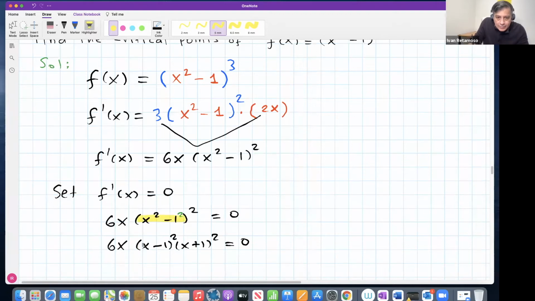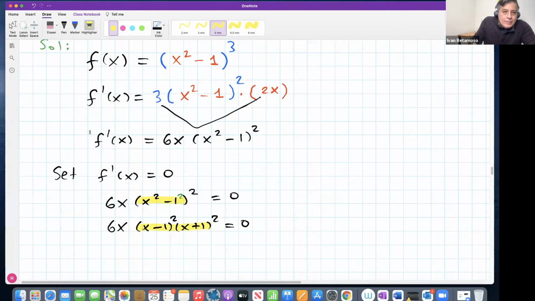So now I get confused. This part was this, right? But since it's a square, they have to be both square, equal to 0. Bottom line, this number 6 shouldn't bother us because dividing by 6 both sides, we know it's not 0, right? We get rid of it, right? Let's do it nicely. We end up with this.